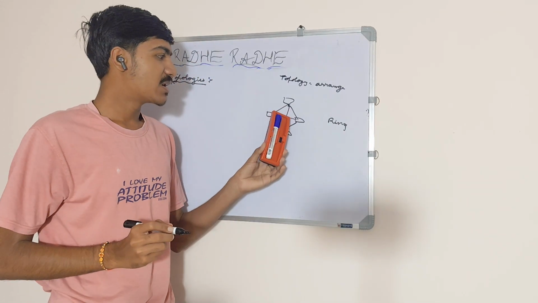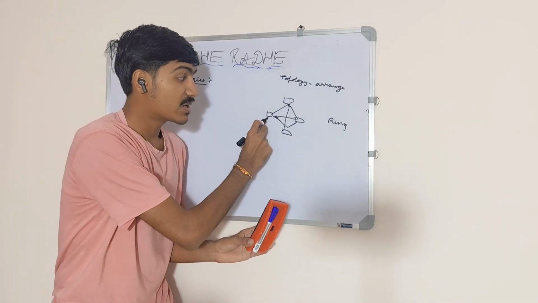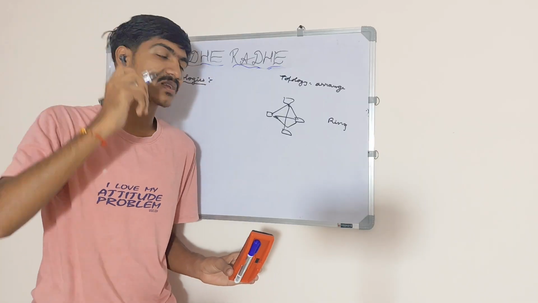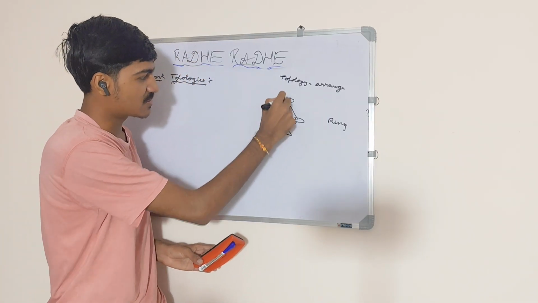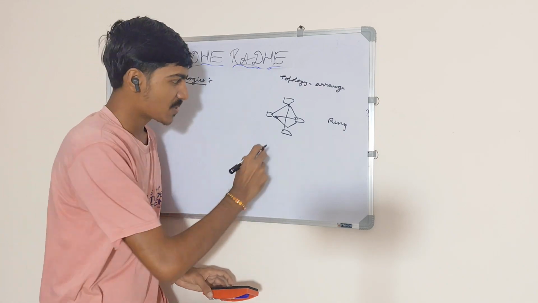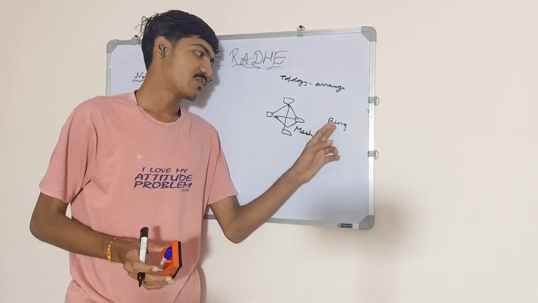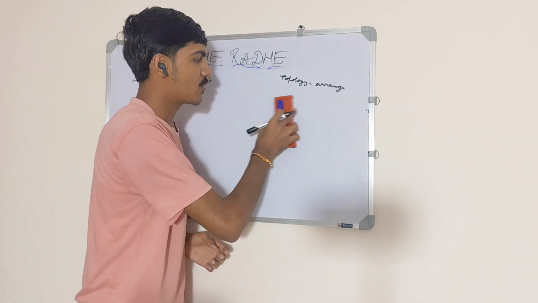How are these connected? In this case, if you see carefully, each device is connected to each and every other device. This is connected to this, also this. Okay, you can see. So this is called mesh topology. We learned about ring topology, we saw mesh topology. We will see one more.